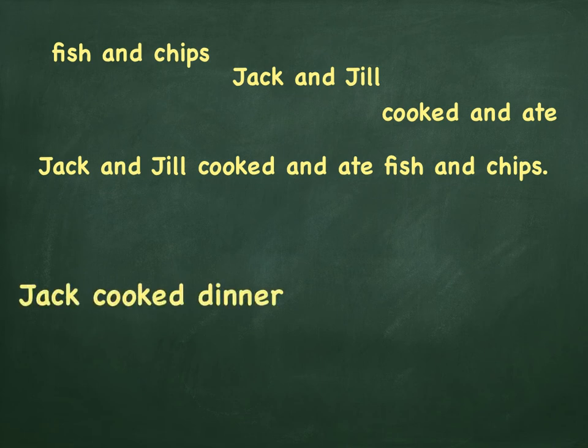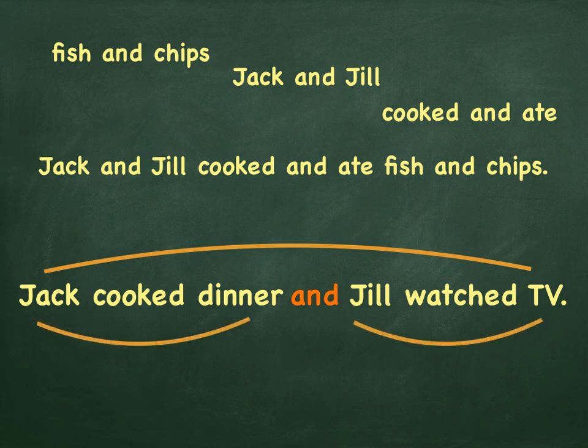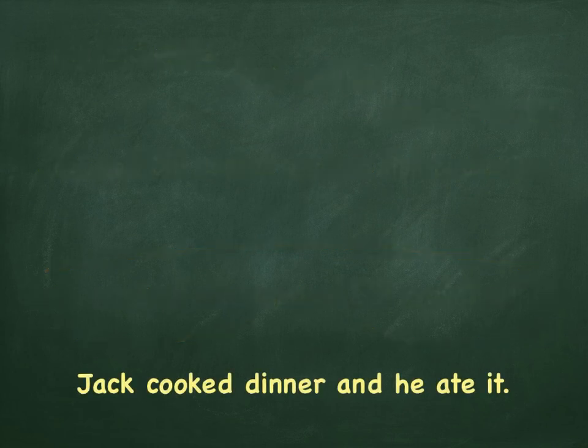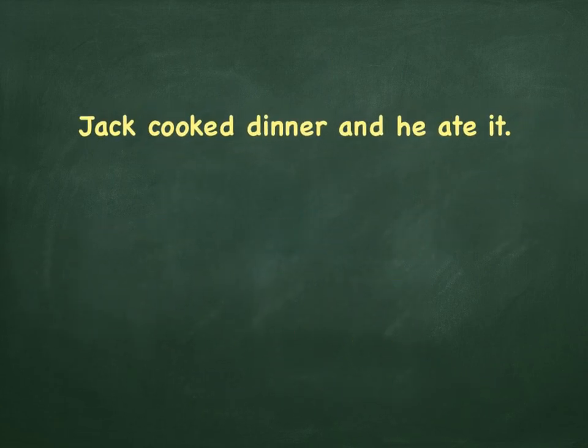Next, here is a clause. Oh, now it's a sentence. Here is another sentence. Let's join them together with a conjunction. Now we have a full sentence with and connecting two clauses. This is the basic pattern that we're looking at. Here's one point. In this sentence, you can see the two clauses. Jack cooked dinner and he ate it.